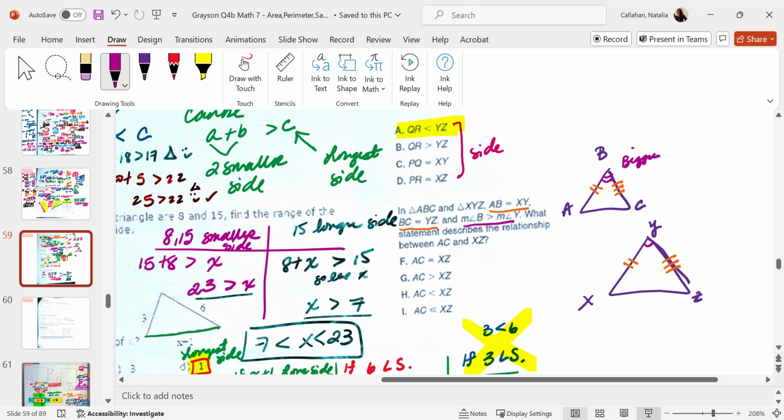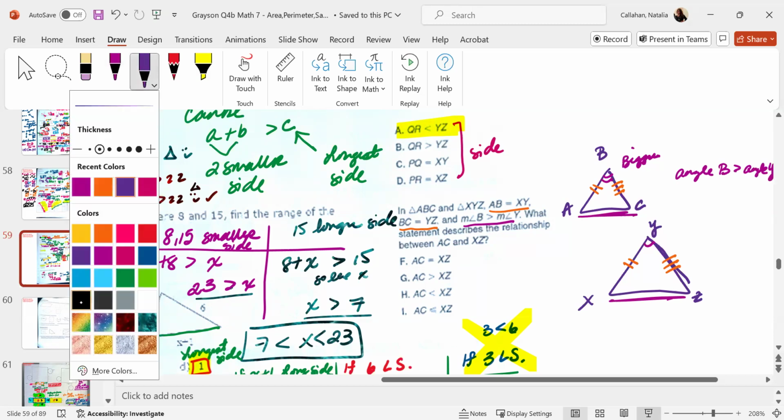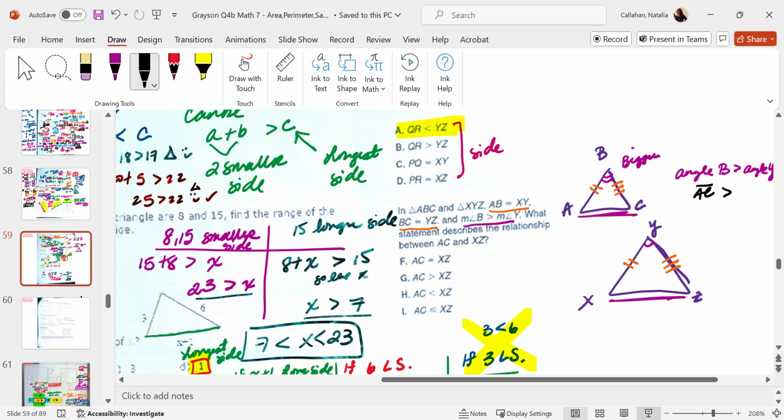What statement describes the relation between AC and XZ? Well, if angle B is greater than angle Y, then just find the corresponding side. What side corresponds to angle B? AC. Is greater than what side corresponds to angle Y? XZ. All the other information is just there to confuse you. So AC is greater than XZ, so I think it's 8. Okay. I think that's it.